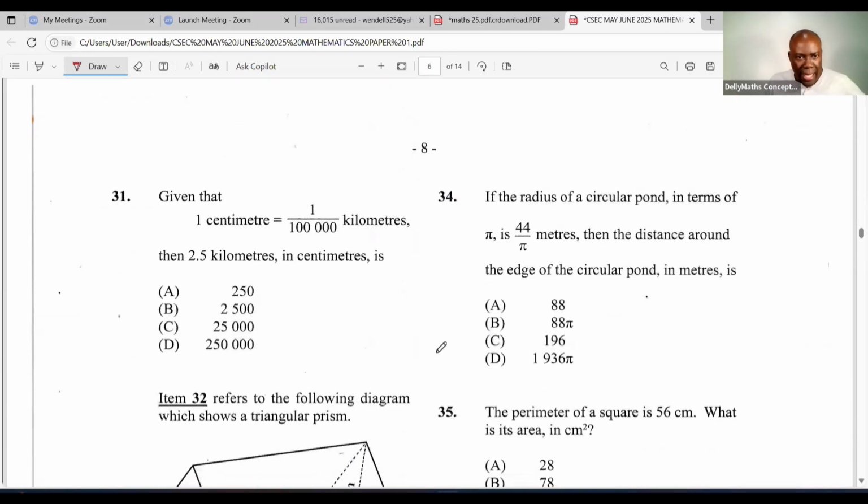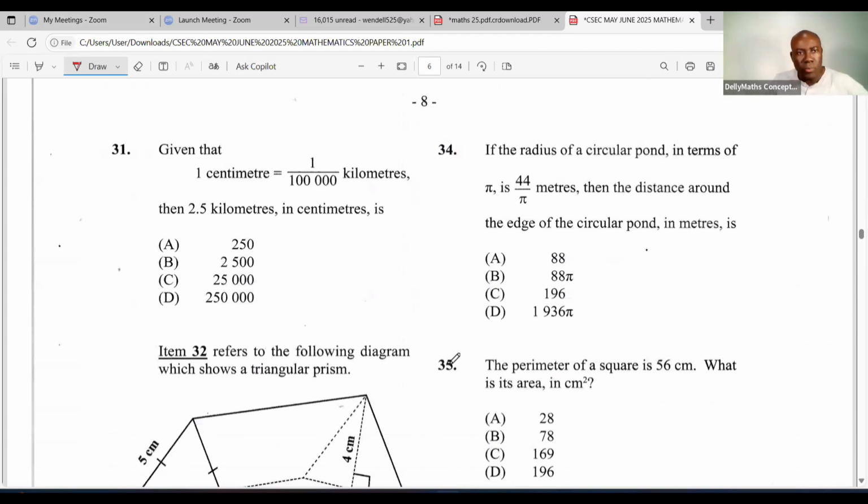That's a new question again. This is a new question too. So it says 2.5 kilo. So watch this. 1 centimeter is equal to 1 over, yes. All right. So what is the question? You want to change 2.5 kilometers to centimeters. You multiply this by 100,000.